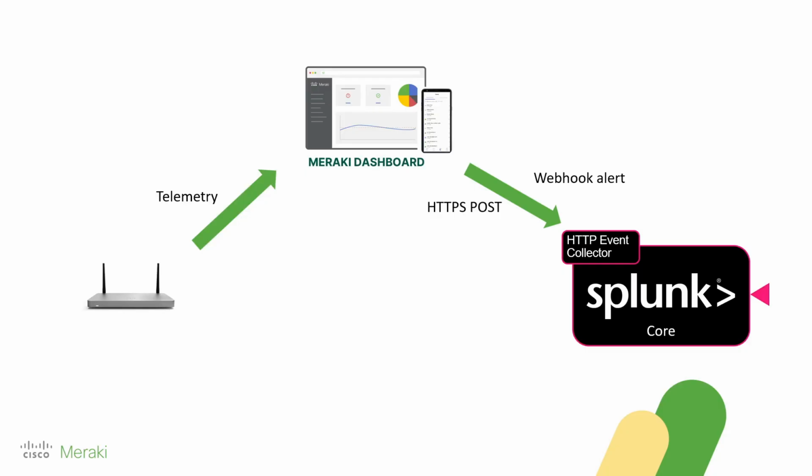The data flow is going to look something like this. First, the device establishes a secure management tunnel to the Meraki dashboard. Through this tunnel, it can send telemetry data about its operation. The Meraki dashboard then collects this data, and if it detects an alert-worthy event, it will raise the alert. The alert can be delivered by email, or in our case, a webhook, which is an HTTPS post. Splunk has an interface called the HTTP event collector, which is a listener for these types of events.